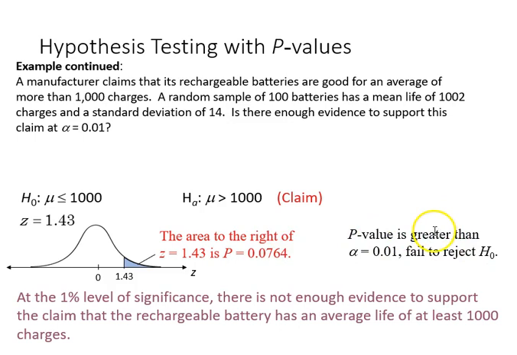The P-value is greater than 0.01, so we fail to reject the null. At the 1% level of significance, there's not enough evidence to support the claim that the rechargeable battery has an average life of at least 1,000 charges.